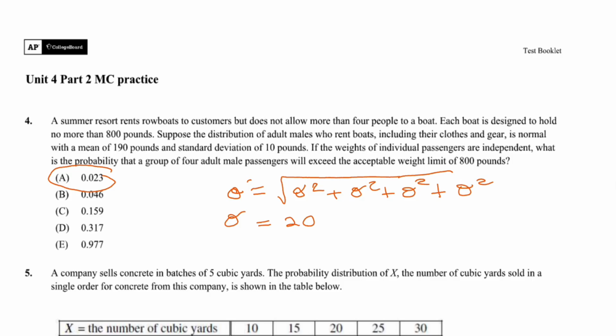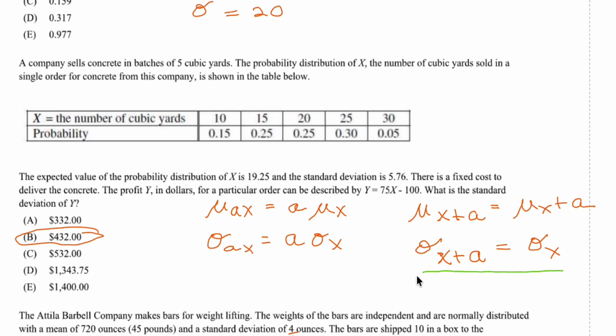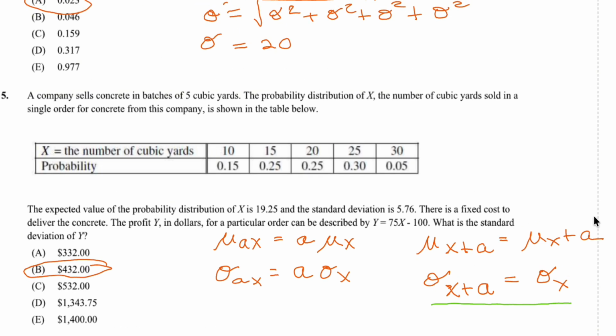We want probability that total exceeds 800. Convert to z-score. 800 minus 760 divided by 20 equals 2. Now look up z equal to 2. The probability of being greater than 2 is about 0.023. So the answer is A. Okay, moving on to question 5.